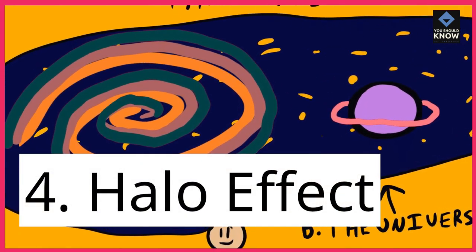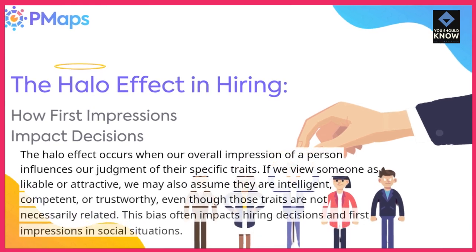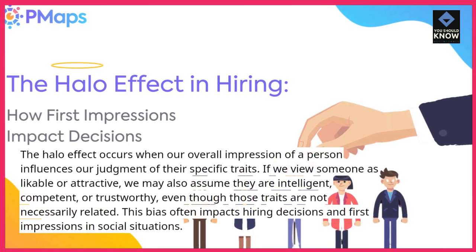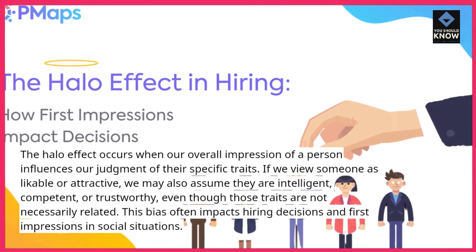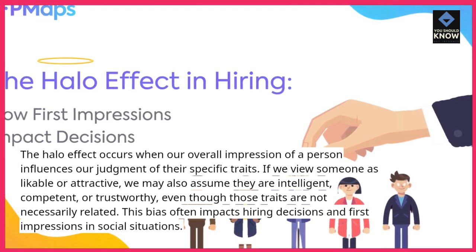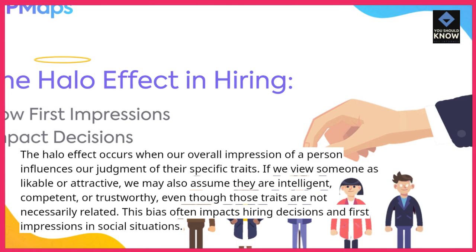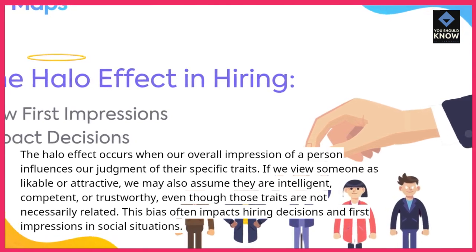4. Halo effect. The halo effect occurs when our overall impression of a person influences our judgment of their specific traits. If we view someone as likable or attractive, we may also assume they're intelligent, competent, or trustworthy, even though those traits are not necessarily related. This bias often impacts hiring decisions and first impressions in social situations.